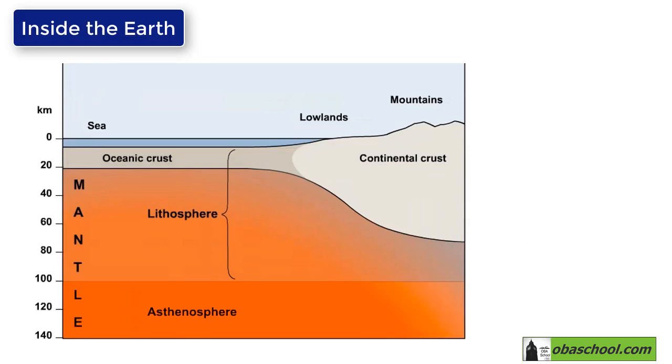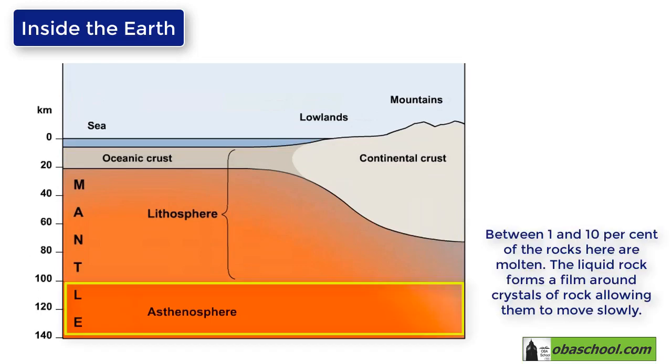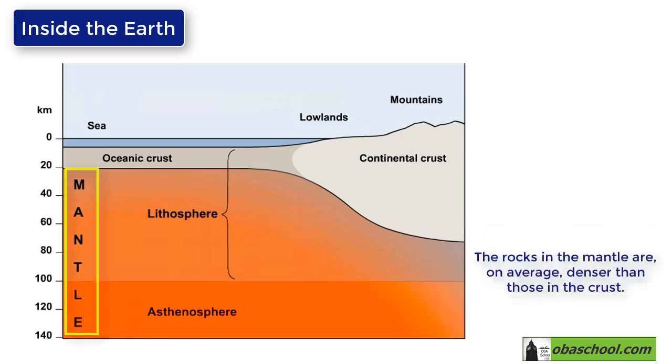Under the lithosphere, there is a region called the asthenosphere. Between 1 and 10% of the rocks here are molten. The liquid rock forms a film around the crystals of rock, allowing them to move slowly. The rocks in the mantle are on average denser than those in the crust.